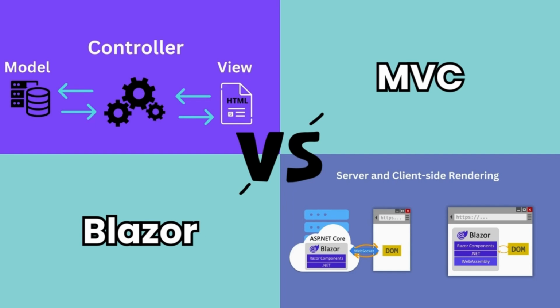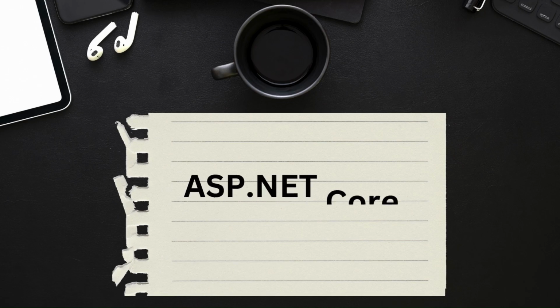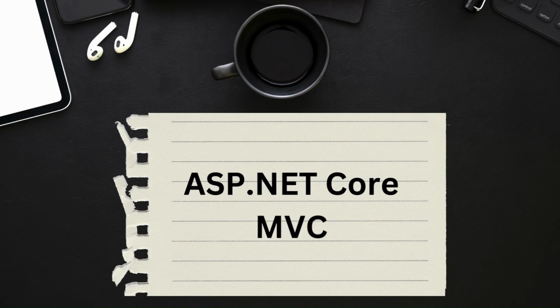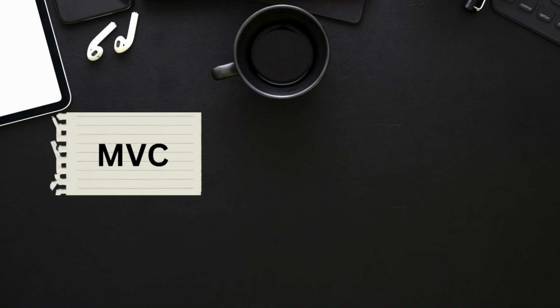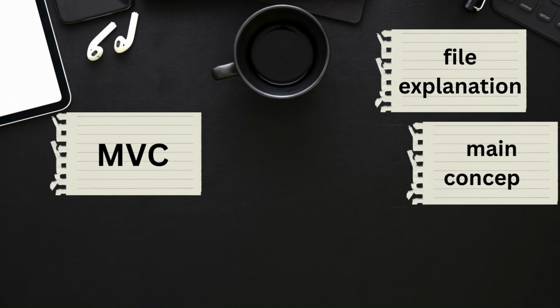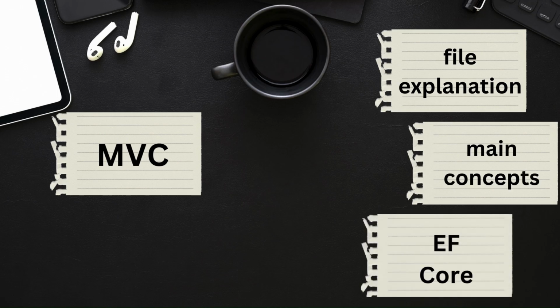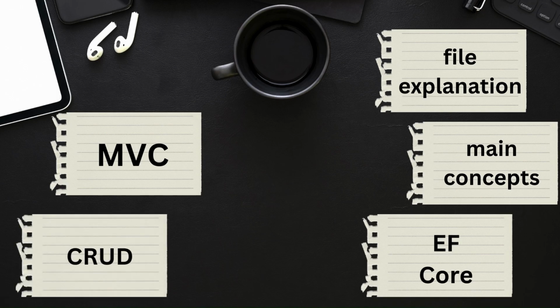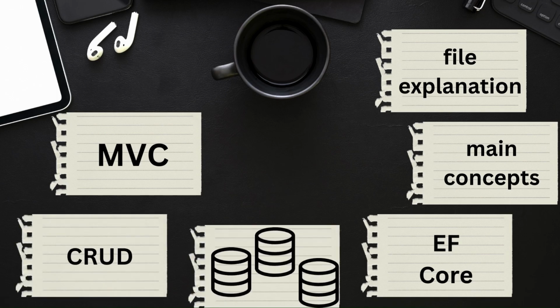So let's get started. If you want to learn ASP.NET Core MVC from the ground up, this course will take you there. We'll start by breaking down the entire MVC app structure, exploring every file, covering the main concepts you need to know, and then dive into working with databases using Entity Framework Core, from CRUD operations to complex database relationships. We will be using the latest .NET version, .NET 9, and it's going to be super simple.